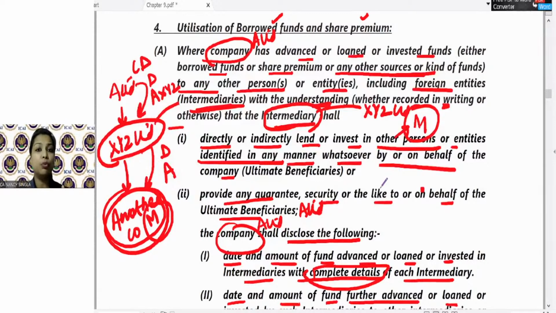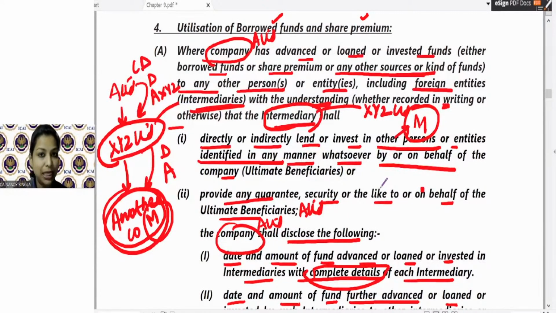Further, the last point: A Limited, in our example, is going to declare that the relevant provisions of FEMA have been complied with. Why FEMA? Because, as we saw, it can be a foreign entity. So when funds are transferred from one country to another, the provisions of FEMA are applicable. So whether these have been complied with, the requirements of the Companies Act have been complied with, and these transactions are not violative of PMLA, that is the Prevention of Money Laundering Act 2002. Is it clear?